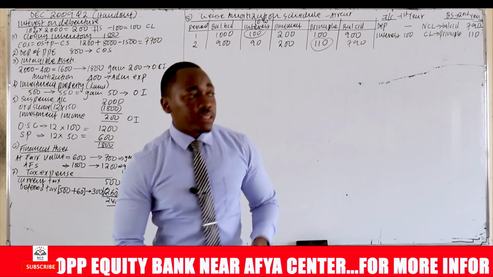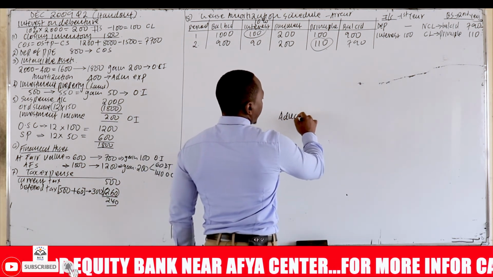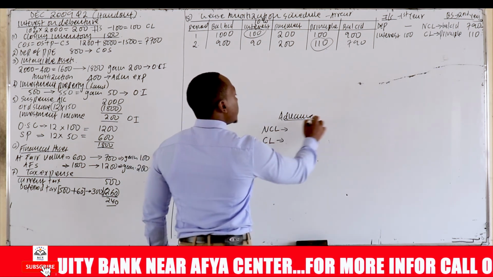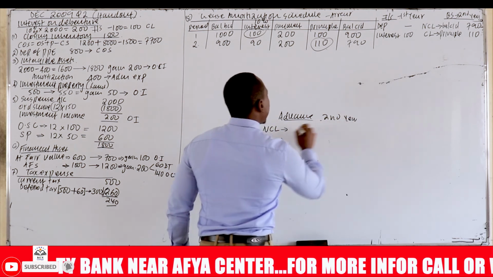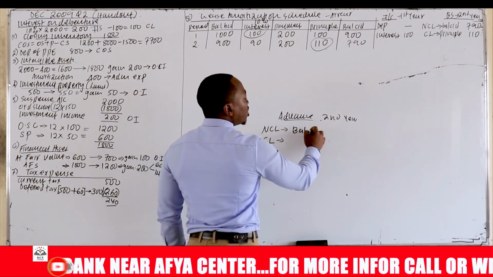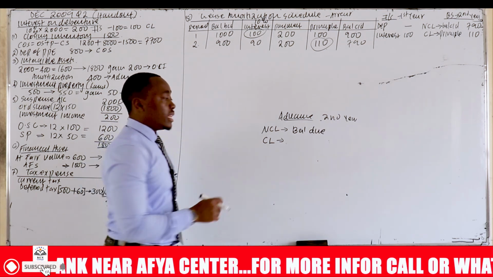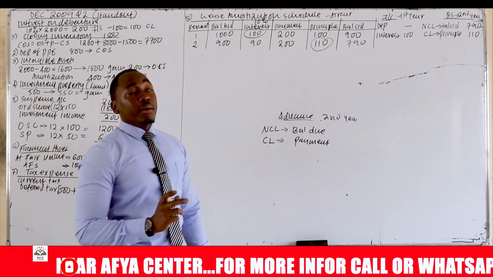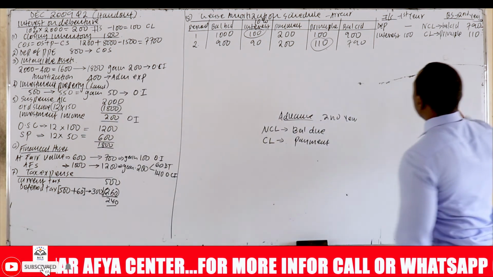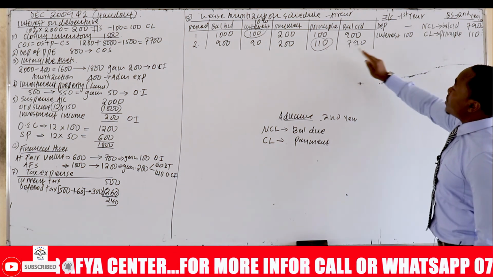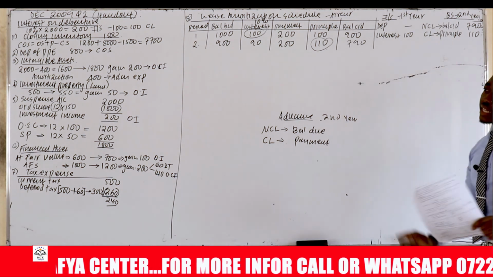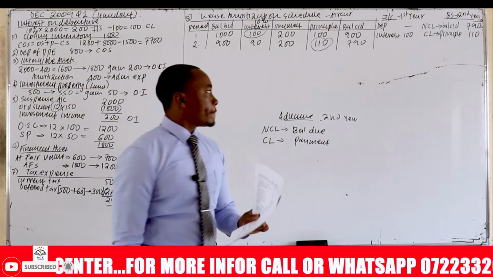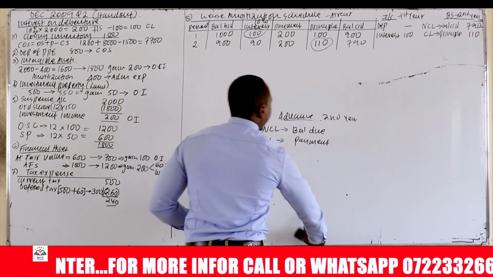If you are paying in advance, what do you take to the non-current liability, and what do you take to the current liability? You will still get from the second year, but the non-current liability will take the balance due, and then the current liability, you take the payments. But when you are paying in arrears, to the non-current liability you take the balance carried down, and the current liability, you take the principal. So kindly revisit accounting for leases. I've explained and elaborated on that.